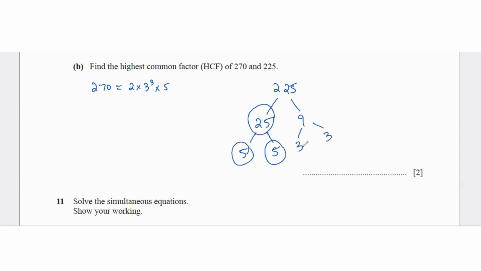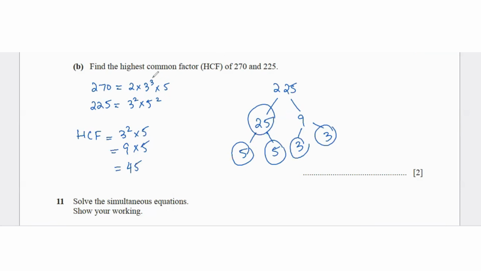So now if we rewrite 225 as the product of its prime factors, that is 3 square times 5 square. So now the highest common factor of 270 and 225 is 3 square times 5, which is 9 times 5, and that is 45.